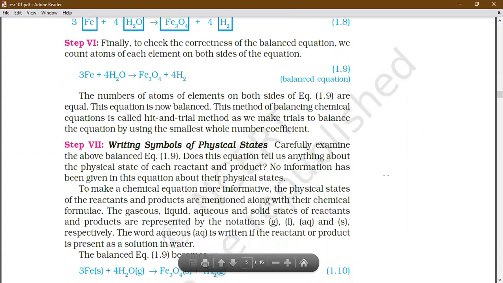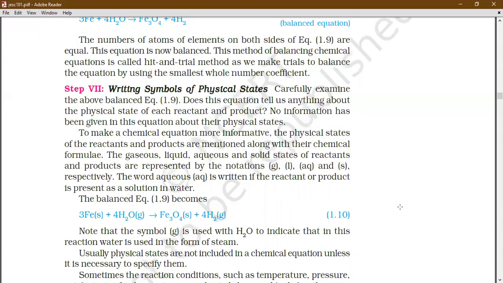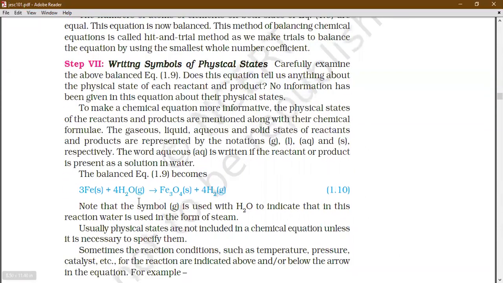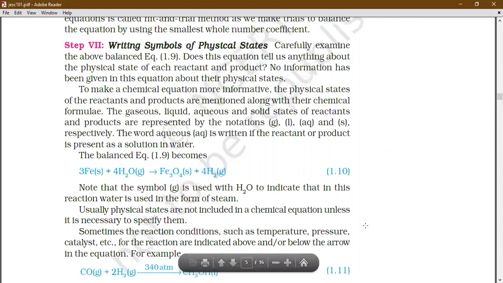To make a chemical equation more informative, the physical states of the reactants and products are mentioned along with their chemical formulae. The gaseous, liquid, aqueous, and solid states of reactants and products are represented by the notations (g), (l), (aq), and (s), respectively. The word aqueous is written if the reactant or product is present as a solution in water. So the balanced equation 1.9 becomes 3Fe(s) plus 4H2O(g) gives Fe3O4(s) plus 4H2(g). Note that the symbol g is used with H2O to indicate that in this reaction water is used in the form of steam.